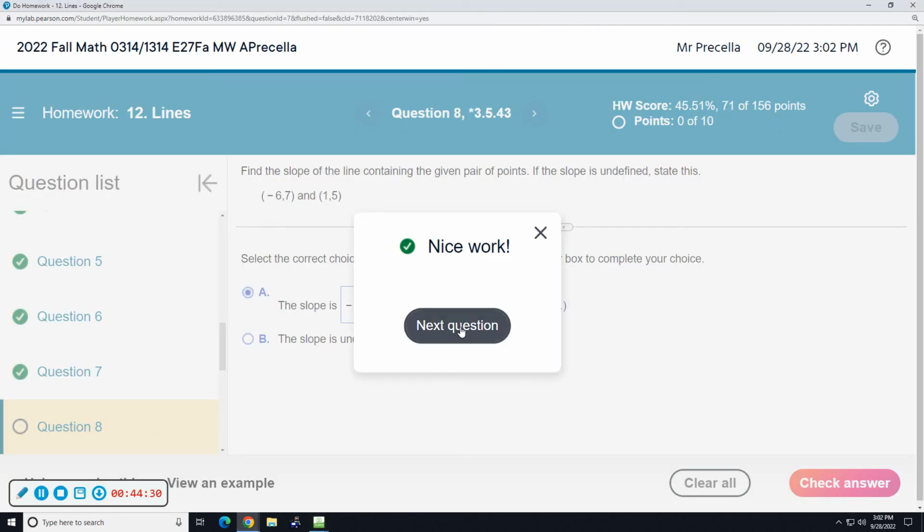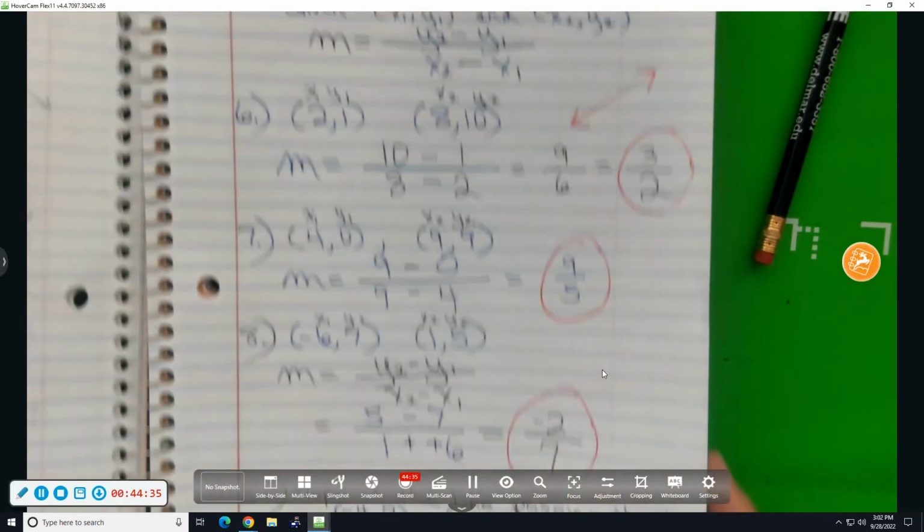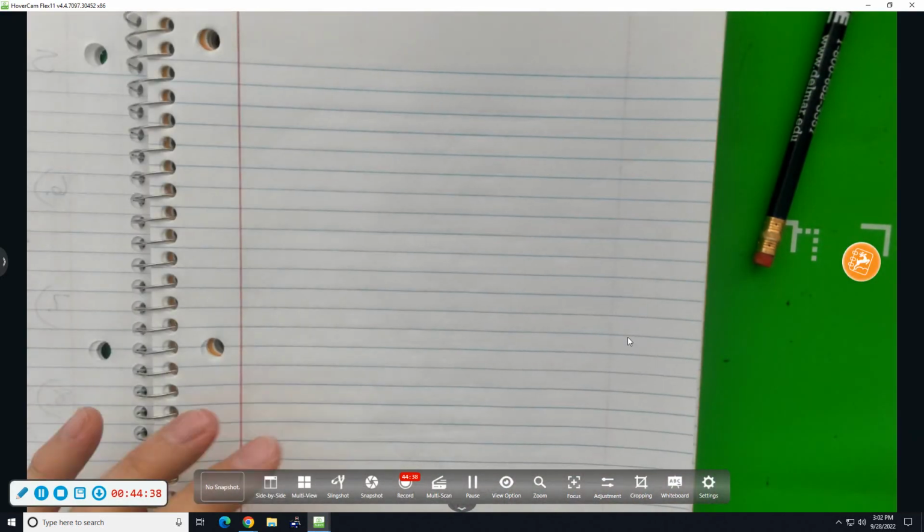Okay. Oh wait, you need to write a little bit about sloping. Yeah, sure do. Maybe I'll let you do that.